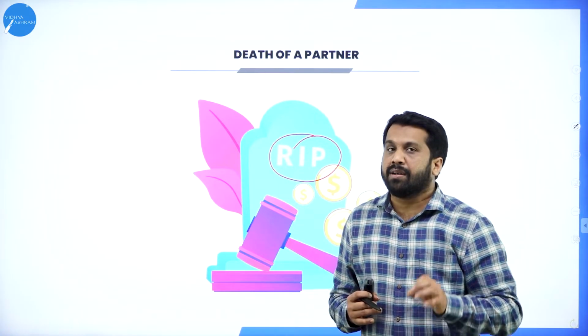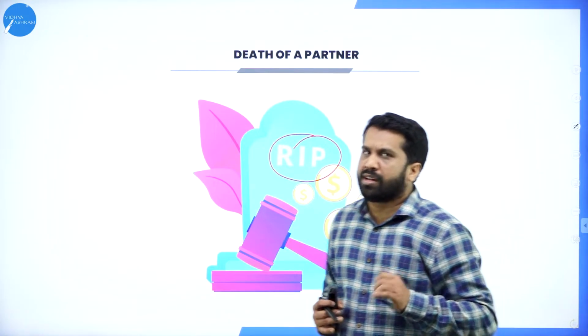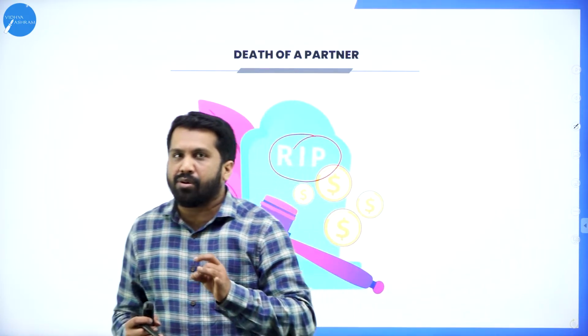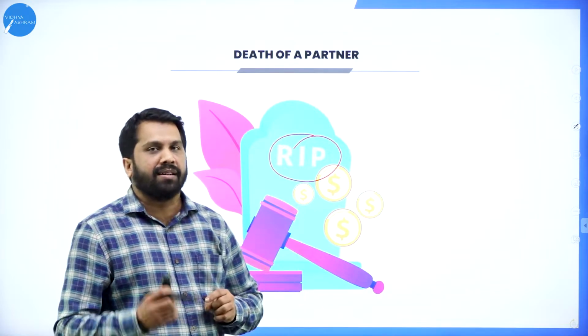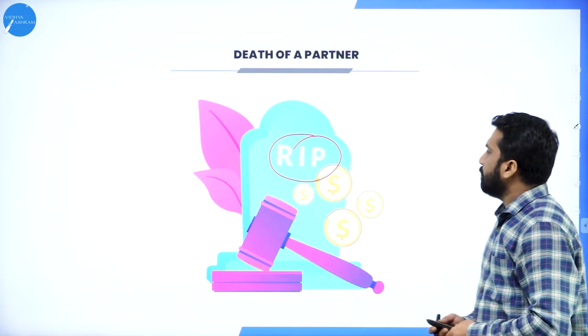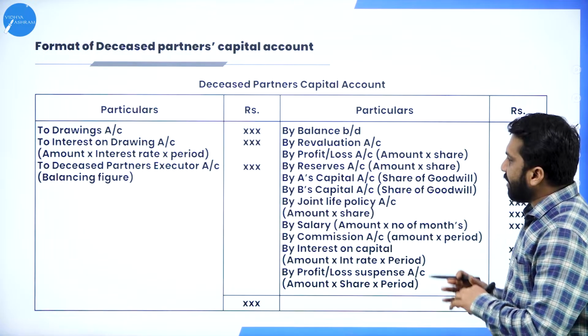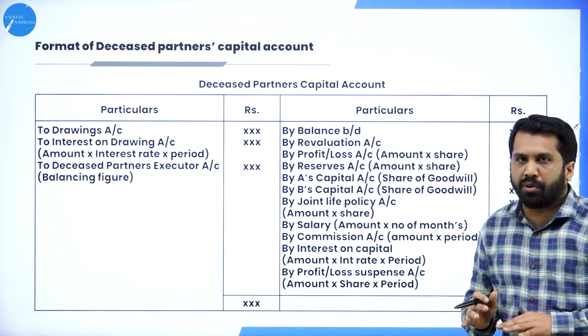They may ask you, what is an executor? Who is an executor? Executor means the legal representative of the deceased partner is called executor. Hope you are clear. Good. Now, we'll go with the format. The same format you are supposed to follow, but this much calculation won't be there.